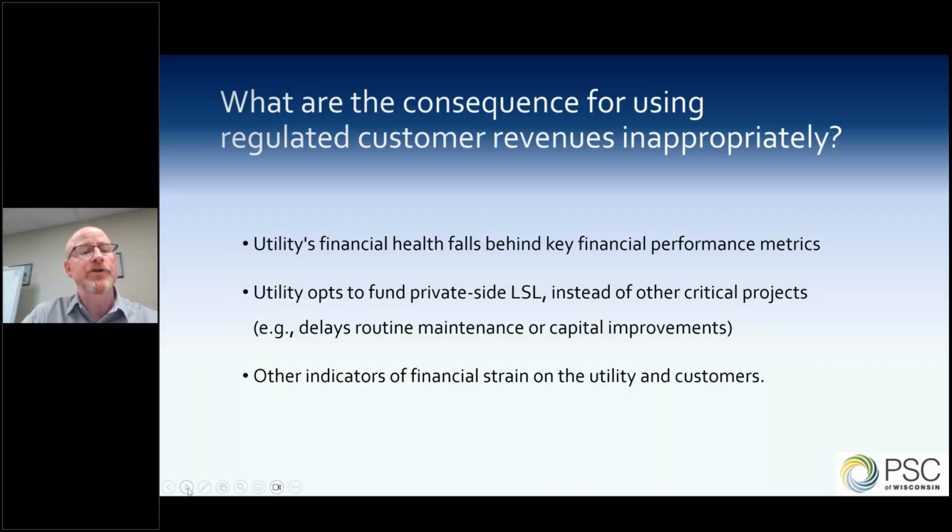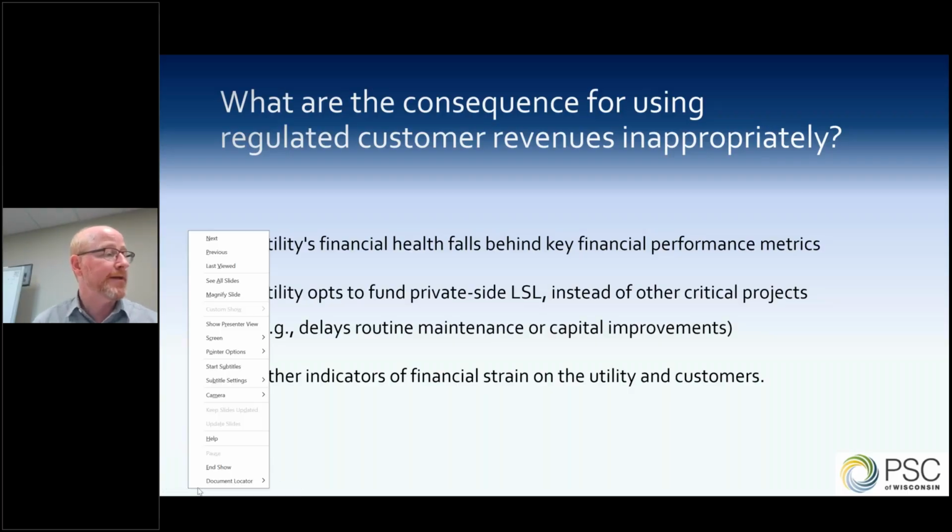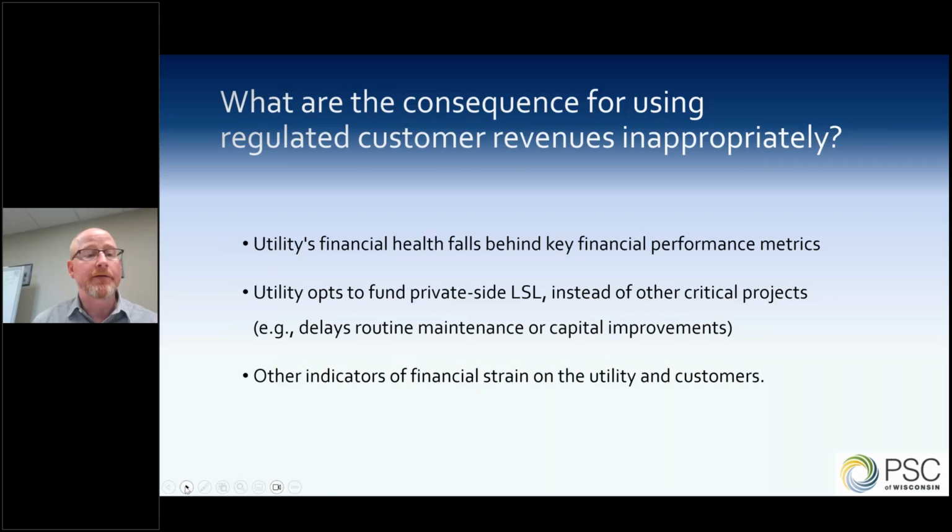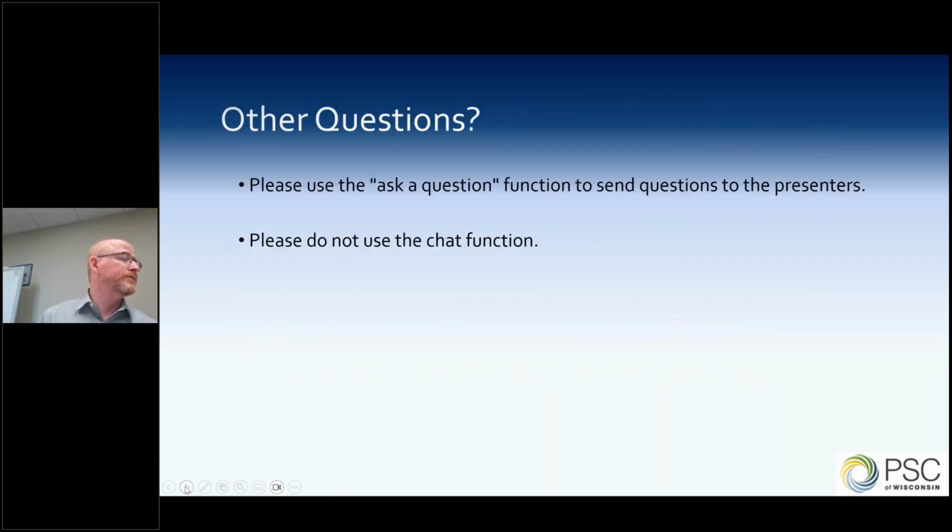Those critical projects, routine maintenance, and other capital improvements are important and still have to be maintained. We can't not do those things because we're trying to replace private side lead service lines. Other indicators of financial strain on the utility and customers are all things we would be looking at to ensure that utilities are maintaining themselves well. Okay, so with that, we're going to open it up to other questions that you may have.